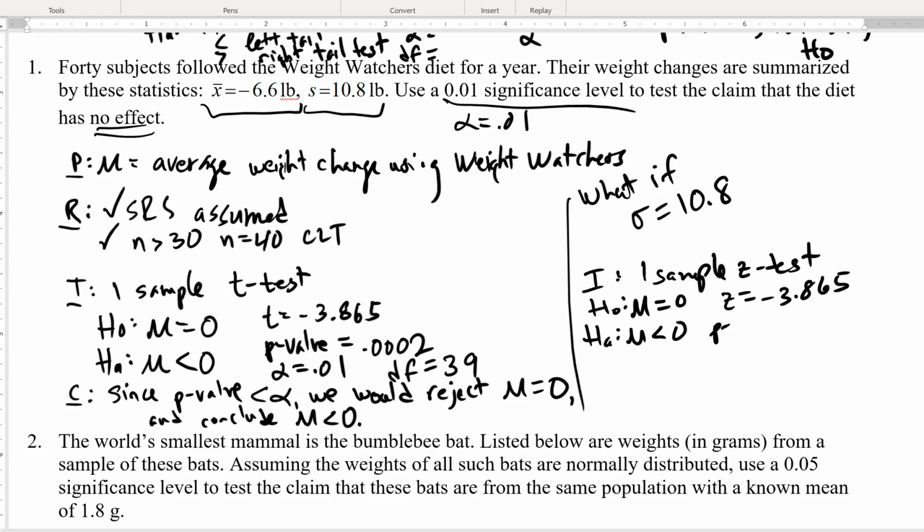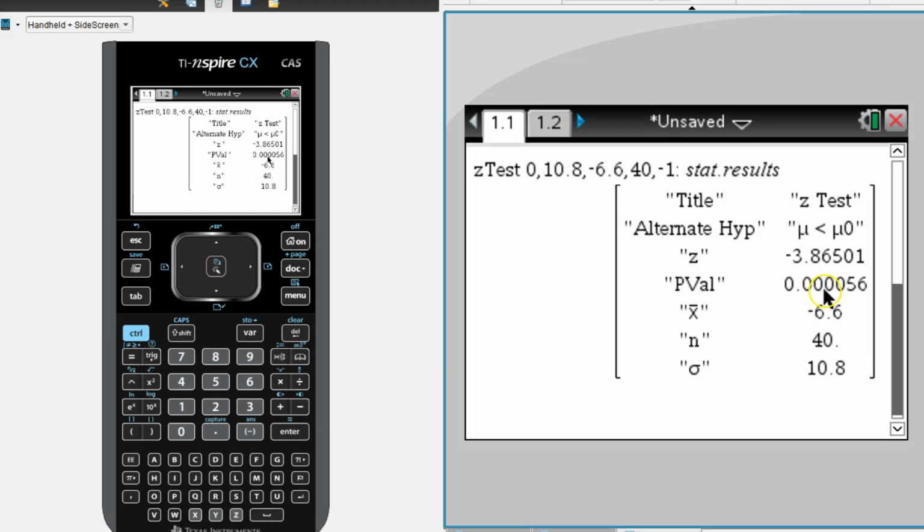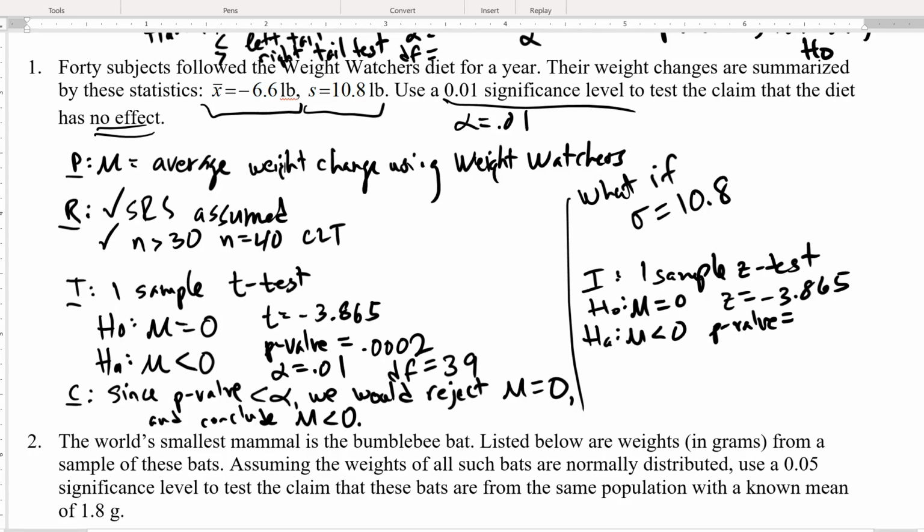But notice what happens to the p-value. Instead of being 0.002, it is 0.00056. That's a much lower p-value, right? We still would list the alpha. We would not need degrees of freedom because the z doesn't change depending on the sample size. But basically, the conclusion would be the same.